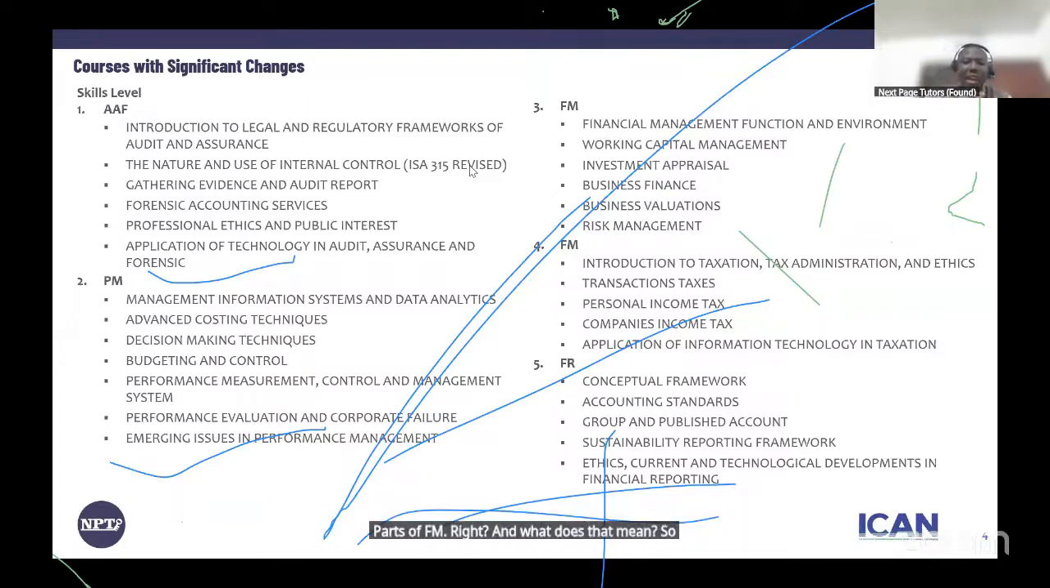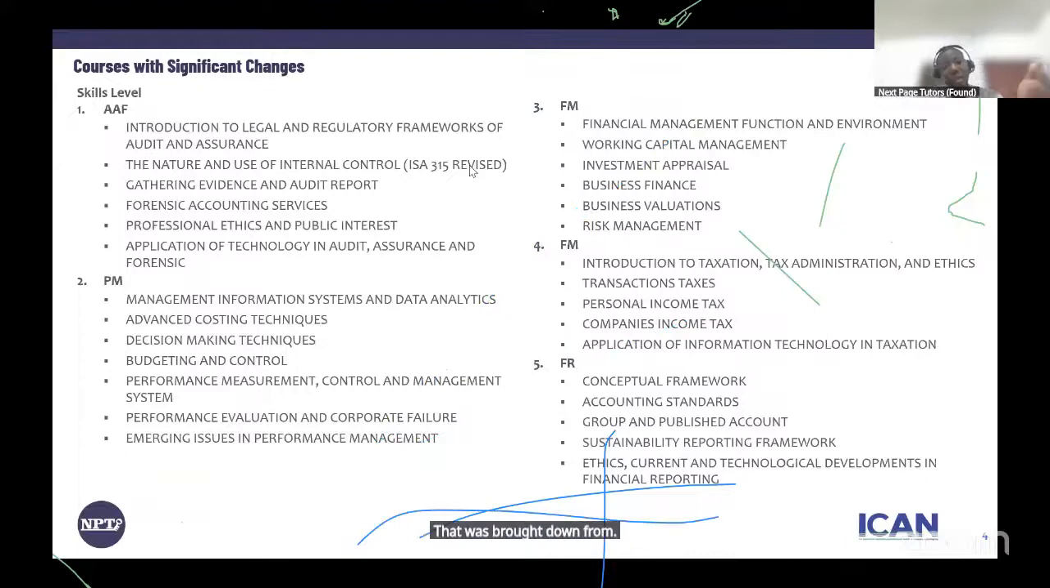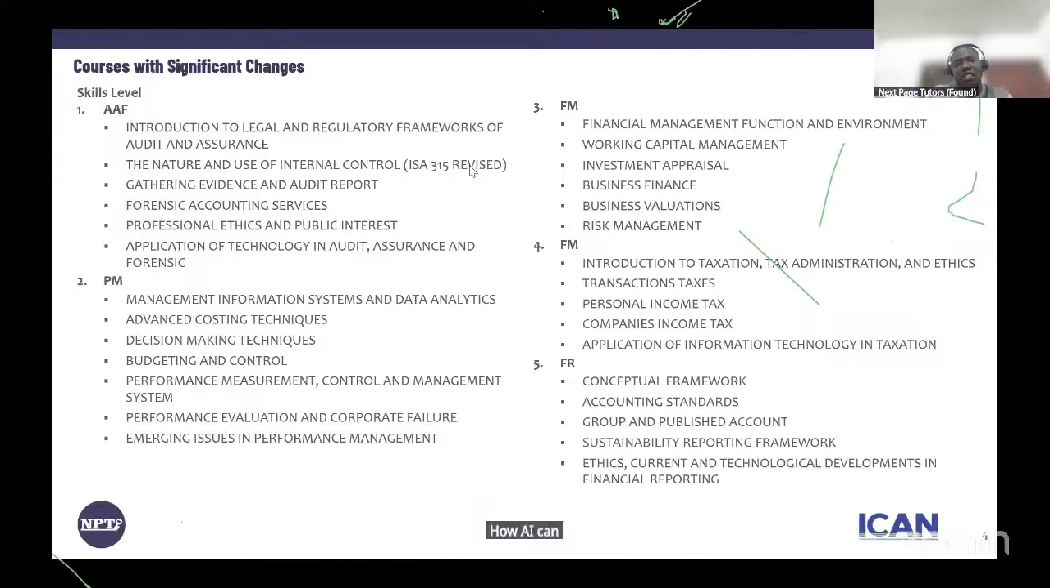So at PM, they now added performance evaluation and corporate failure. So they brought that from SFM. They added it to PM. Performance evaluation and corporate failure, right? So this is a new topic in PM that was brought down from SFM. Then the last part, we have emerging issues in PM. Also in this part, we have the likes of AI, how AI can assist management in terms of governance and all, right?